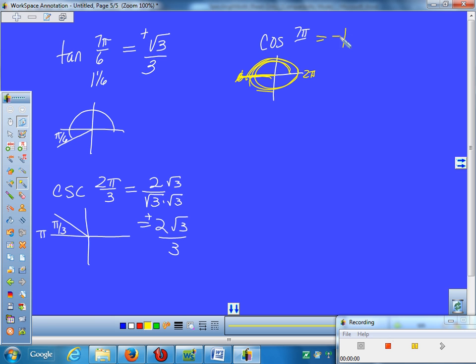7 pi, yeah. You have to remember, 1 pi is halfway around. So 7 pi is over here, because 1 pi would be here, 2 pi would be back, 3, 4, 5, 6, 7. You just have to keep going, because you're on the negative side of the x-axis.